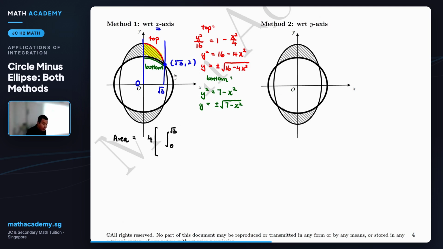Take the top minus the bottom curve. So top minus bottom, top, remember both are positive, is the top half. So you will choose y to be the positive value. So top is square root 16 minus 4x squared, the one in red. And I subtract away the bottom part of the curve. We multiply by 4.